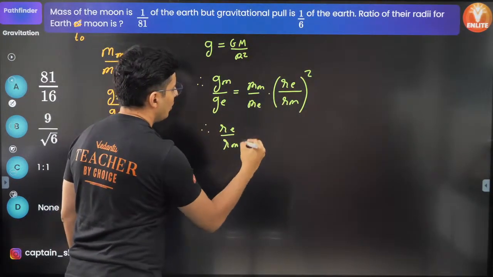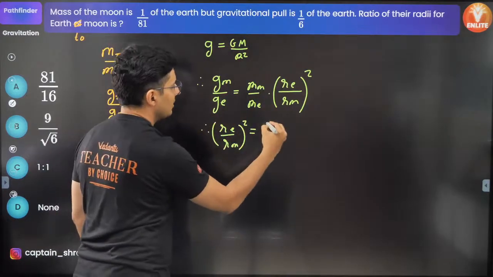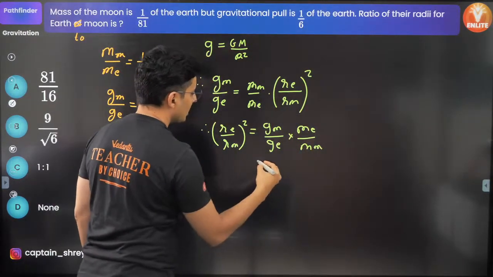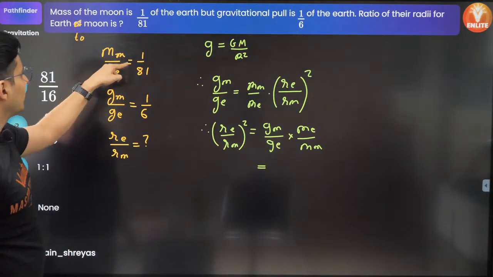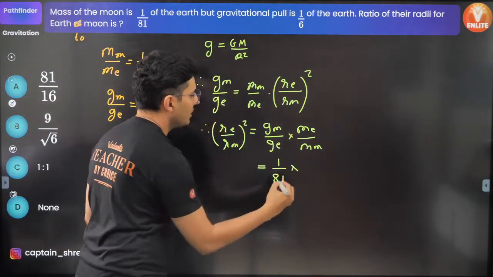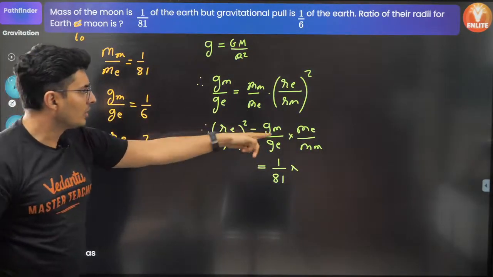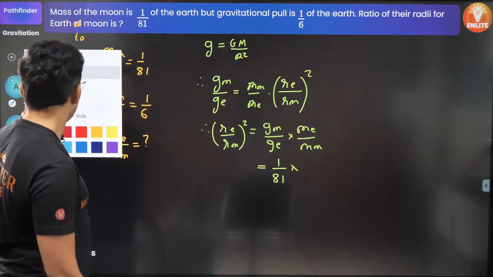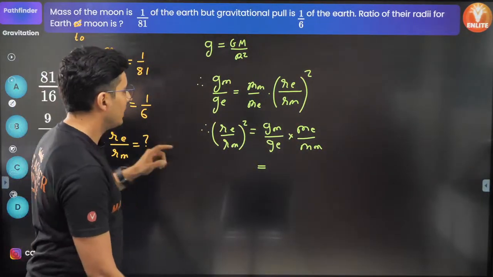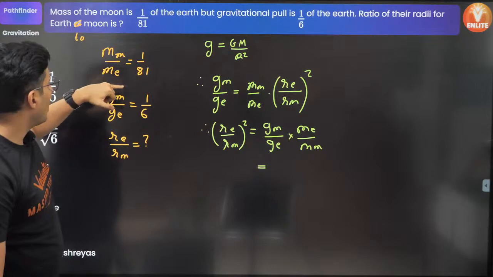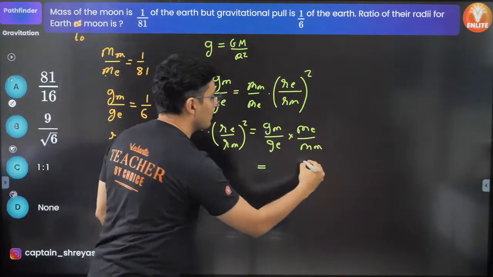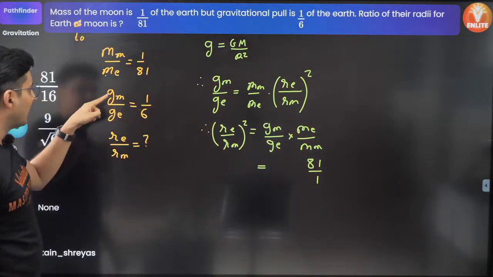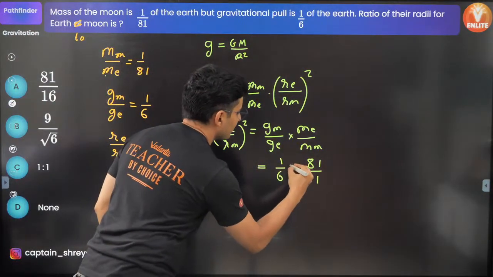Re by Rm whole square will be, take the masses on this side. So it will be g moon by g earth into mass of the earth by mass of the moon. Now this moon upon earth is 1/81. Just hold on guys, I'll write it in order so that you don't get confused. Mass of earth upon mass of moon, earth by moon, will be nothing but 81/1. Moon by earth for gravity will be 1/6. So that's what it is.